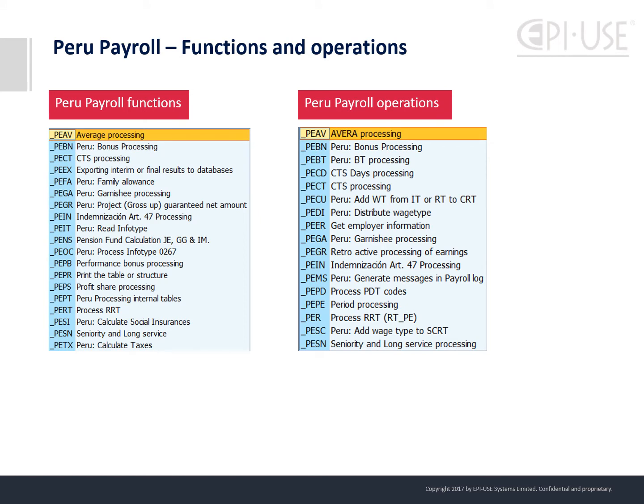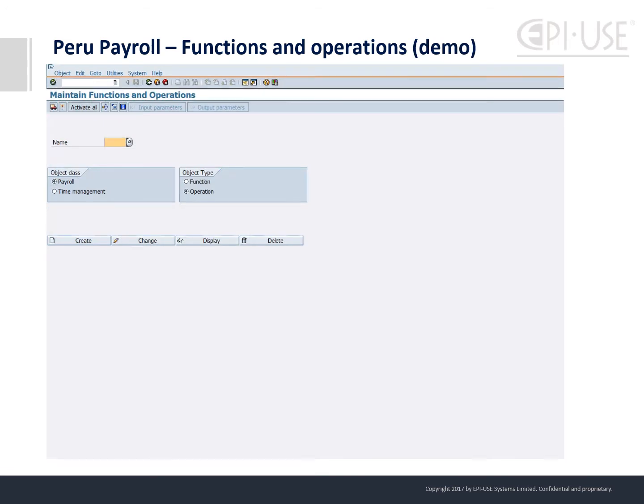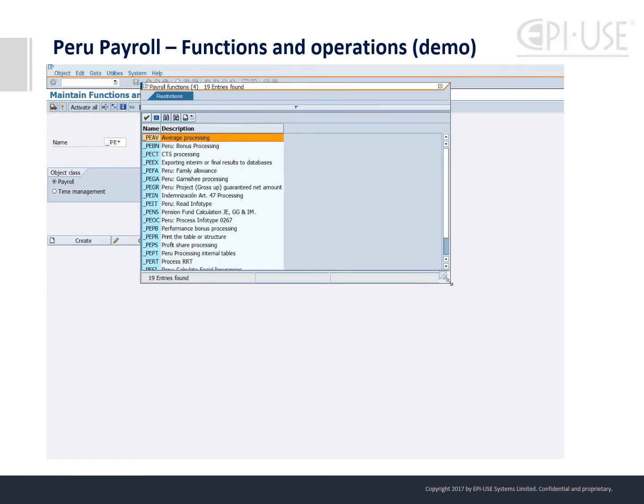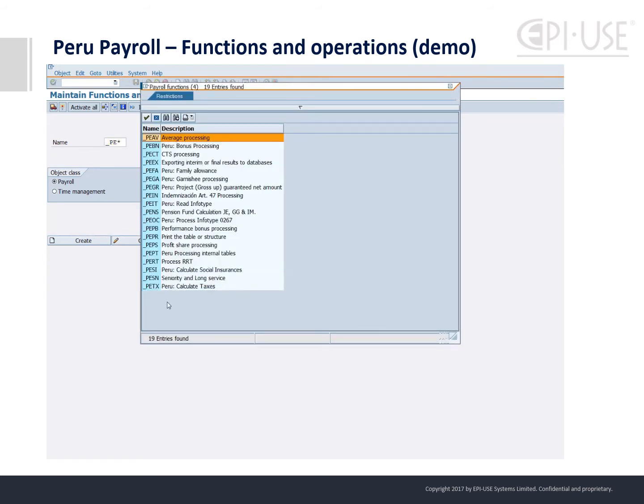The Peru payroll also has different functions and operations. These are used for all legal calculations, and we will show a bit more of them in the following slide. Functions and operations are found within transaction PE04. In here we have a lot of functions that are Peru specific. They will all start with _PE star. So if we look at them, we will find a list of all the specific Peru functions.